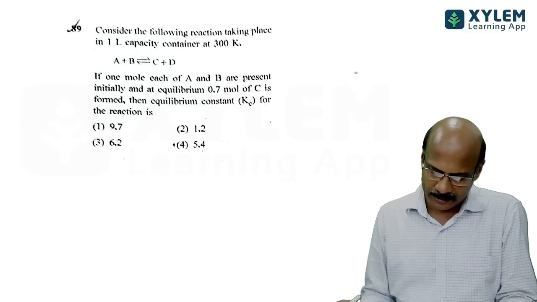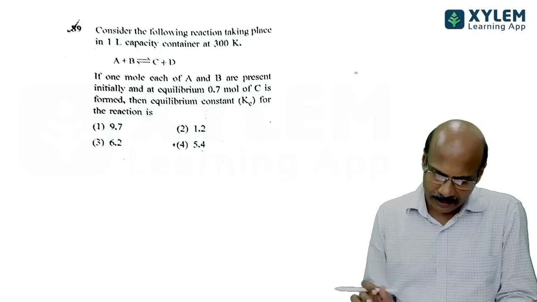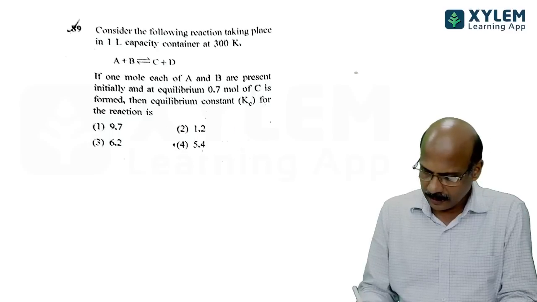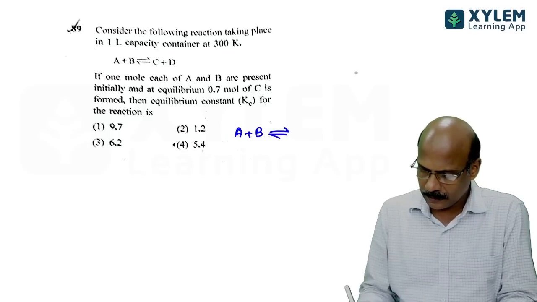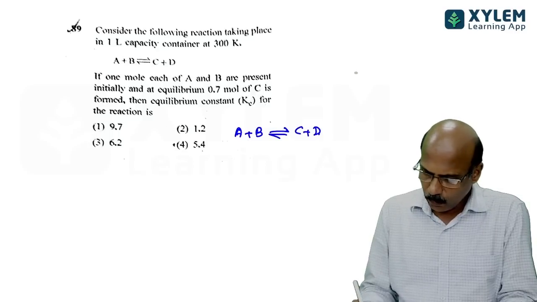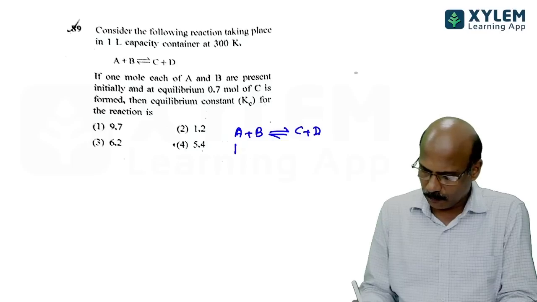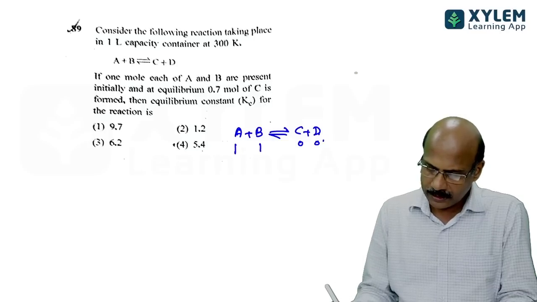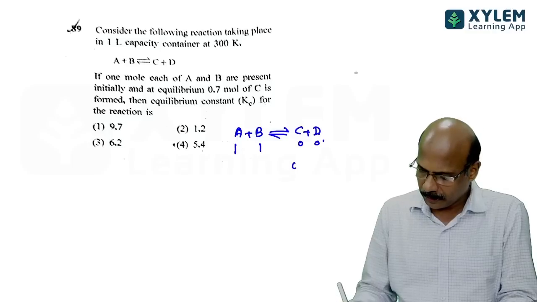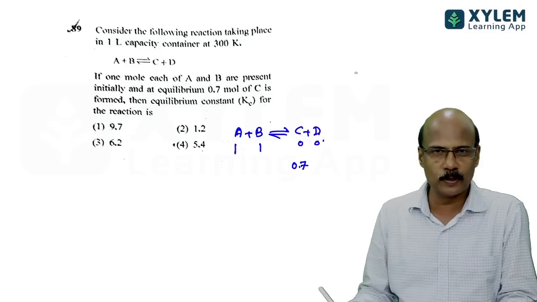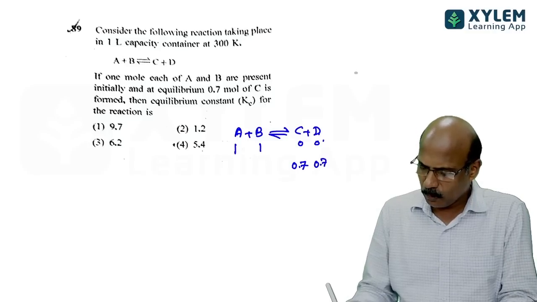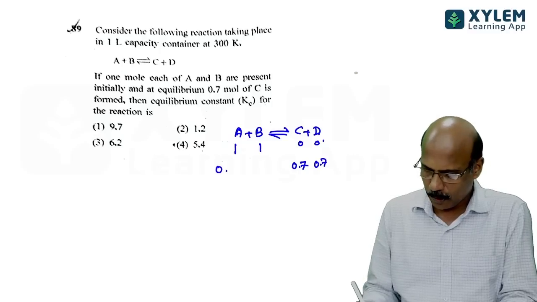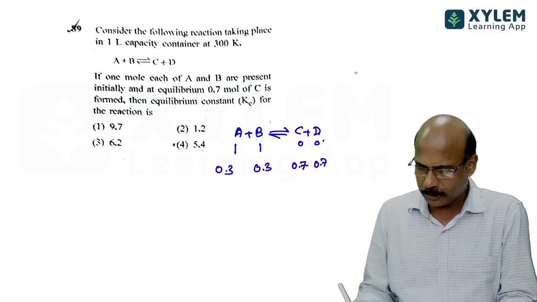What about question number 89 here? They are considering the reaction A plus B gives C plus D. You write that equation, A plus B gives C plus D. 1 mole each of A and B are initially taken, and 0.7 mole of C is formed at equilibrium. 0.7 mole D should also be produced. So what remains here is 0.3 mole A and 0.3 mole B.